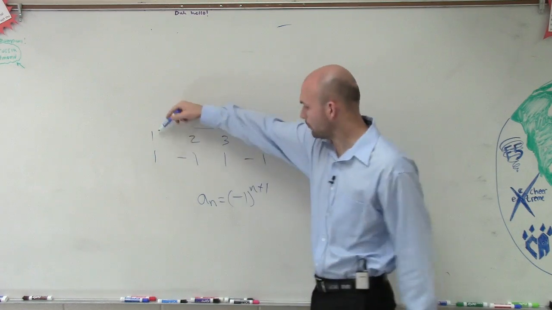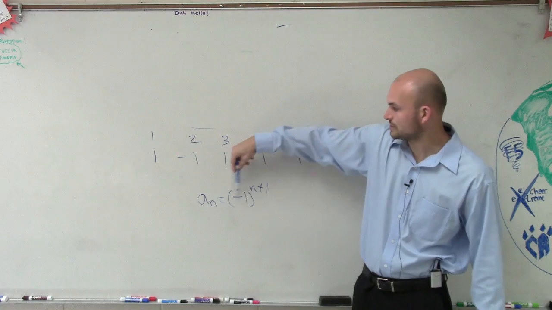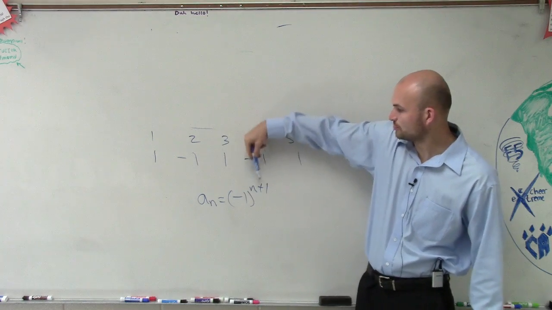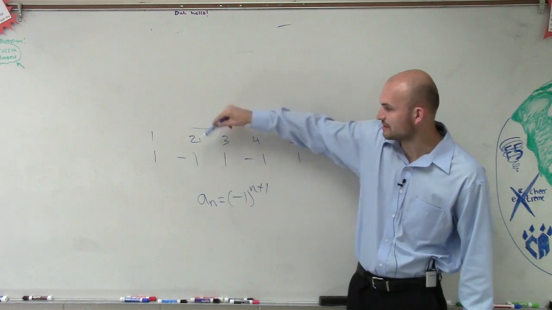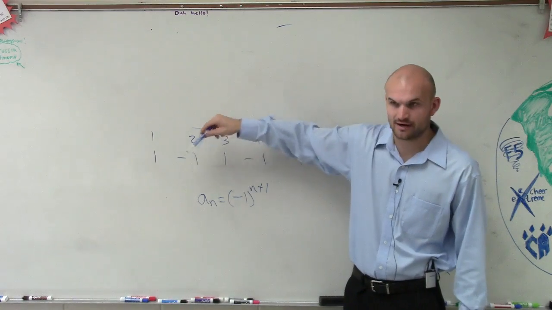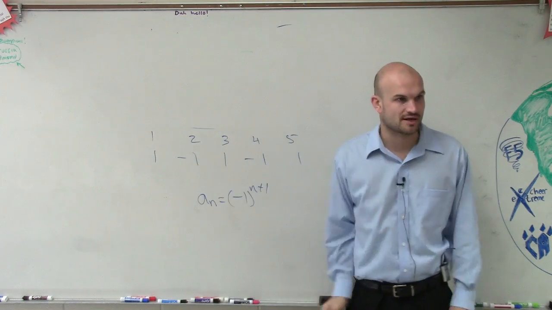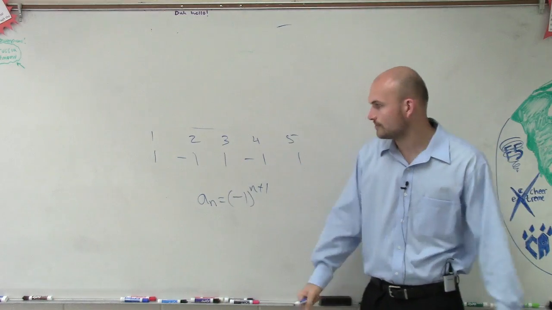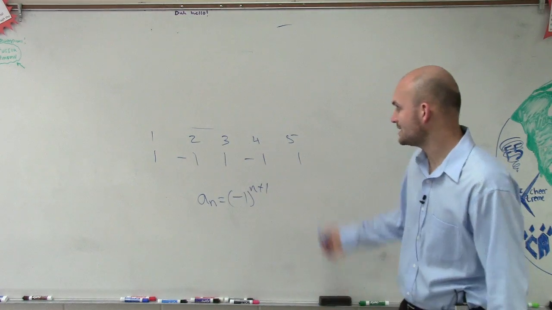Because now if I put 1 in for n, 1 plus 1 is 2, so that's positive. Then if I put 2, 2 plus 1 is 3, which is odd, so then that would be negative. So now we got the positive and the negatives correct, right? Good. All right, now let's look at the numbers.